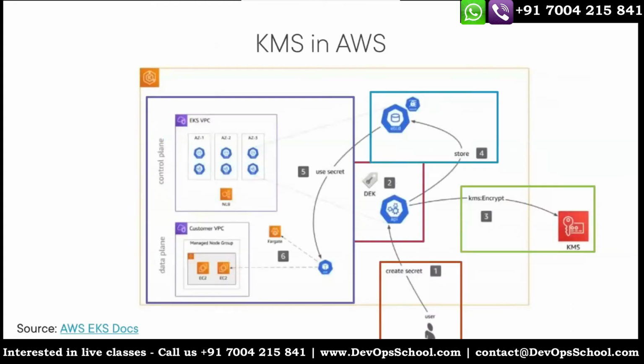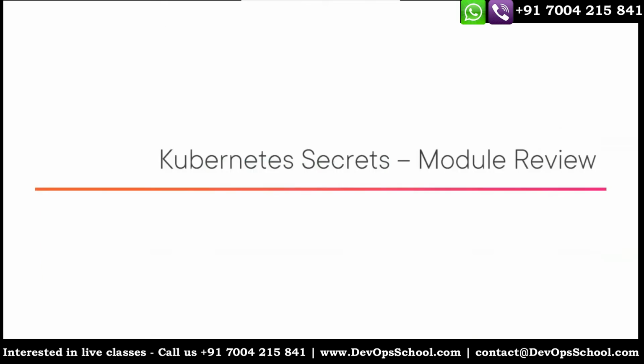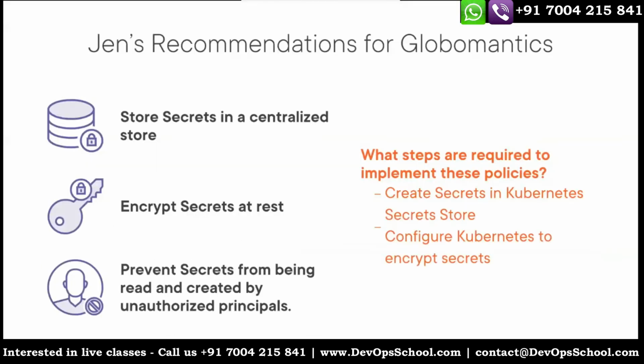This is the high-level architecture for EKS. Here you see that they're connecting with the KMS, one of the AWS services, to encrypt and decrypt the data. So you can use this one also. This is using RBAC to protect secrets. That means you are not allowing everyone to get, watch, or list secrets and so on. You can also do these operations. So this is something which you can try.